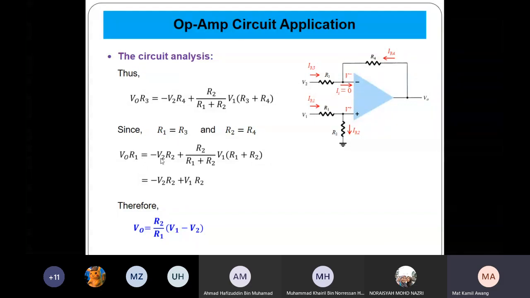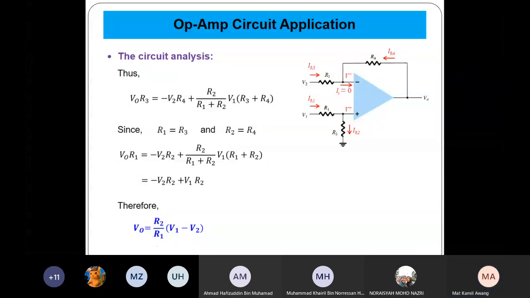V out R1 equals minus V2 R2 plus R2 over R1 plus R2, V1 R1 plus R2. So you get this. Therefore, V out is actually equal to R2 over R1 times V1 minus V2. You see, this is actually the difference, V1 minus V2, and this is the gain.